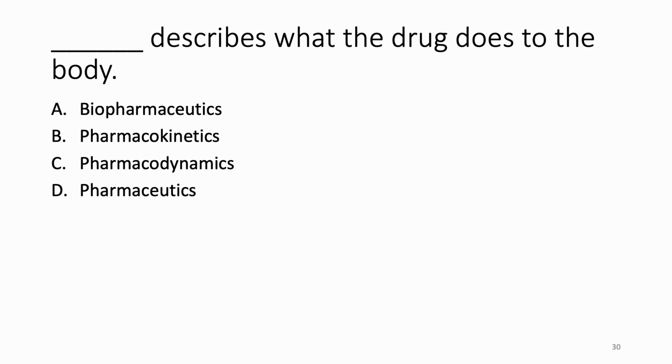Question: you need to select the following choice to complete the sentence. You have an empty blank in front, then describe what the drug does to the body. A. Biopharmaceutics, B. Pharmacokinetics, C. Pharmacodynamics, D. Pharmaceutics. You have 10 seconds to answer this question.